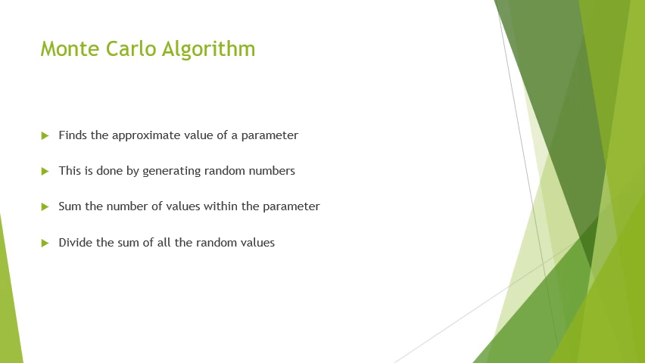So for the Monte Carlo algorithm, without going too in depth, the goal of this algorithm is finding the approximate value of an expected value that you're looking for. The way this is done is by generating random numbers, and through these random numbers, you can get the approximate expected value that you want. We take the number of values that are within the parameter we are looking for, and divide it by the total number of random values that were computed to find this expected value. I will be showing you how this is done with a quick example.